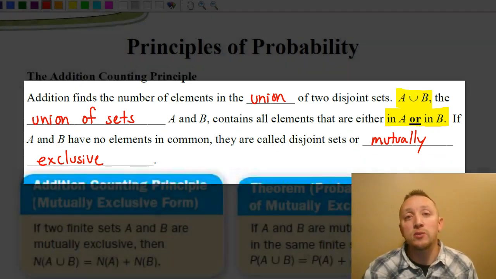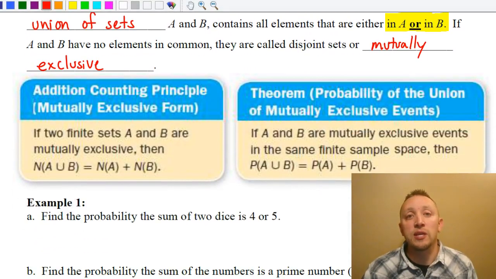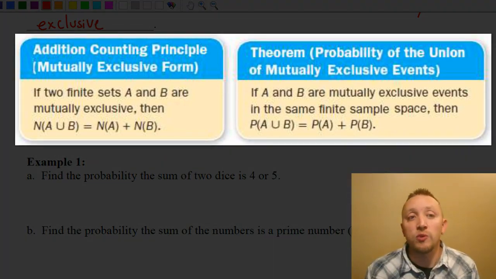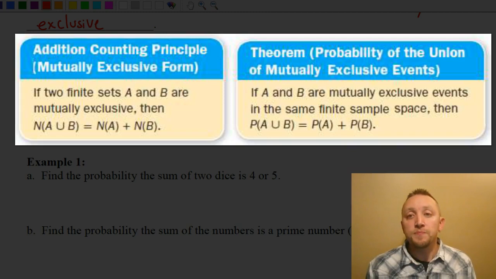So let's look at what we have here with these different probability theorems. The first one is what we call the addition counting principle, dealing with just the number of elements in a set. That's why we use the letter N. We're not talking about probability here. We're talking about the number of elements.